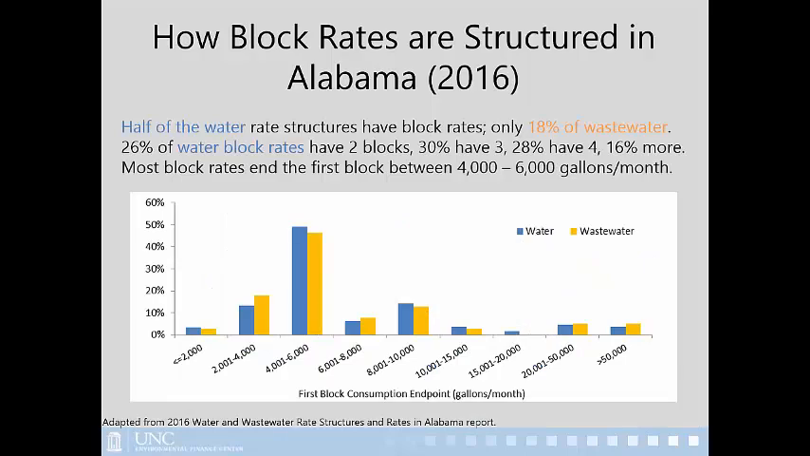The first blocks in Alabama seem to end somewhere between 4,000 and 6,000 gallons a month, which is somewhere near the average consumption. So that seems to be kind of what utilities do. Remember, the first 2,000 gallons are usually included in the consumption allowance, so the first block would be somewhere between 2,000 and 4,000 or 5,000 gallons. That seems to be the most common. Half of the water rate structures in Alabama are block rates, and only 18% of wastewater are. As far as the number of blocks, most utilities have either 2, 3, or 4 blocks for water. Only 16% have more than 4 blocks.